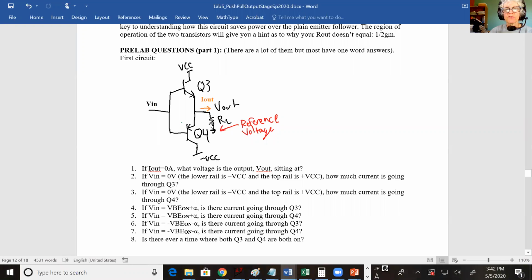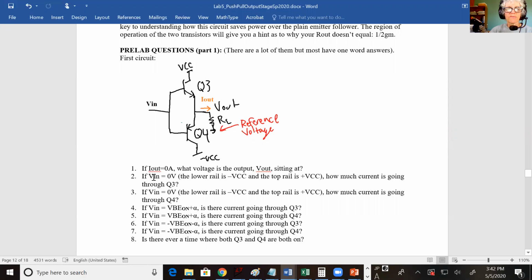And if there's no drop across RL, then V out is just whatever is on this side. Your reference voltage should be halfway between your high rail and your low rail. In this case, I have VCC and minus VCC, so I made that ground. That's in the middle. So if there's no current going through here, then V out is 0. And if you don't know what V out is on any of these questions, just assume that it's 0.